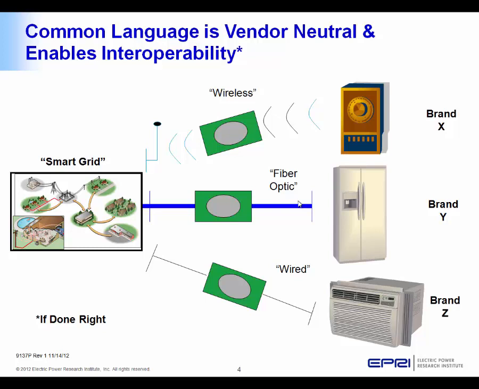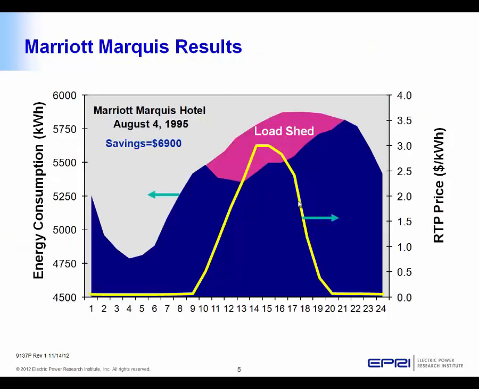But to do this right, we've got to have a common language that's vendor neutral, so that we're not designing a system based just on one vendor's system, so that we don't have utilities and consumers stuck with the Beta VHS kind of controversy that we once had. The result of doing this effectively would allow us to integrate systems within the utility that determine and predict prices with systems in customers' buildings.